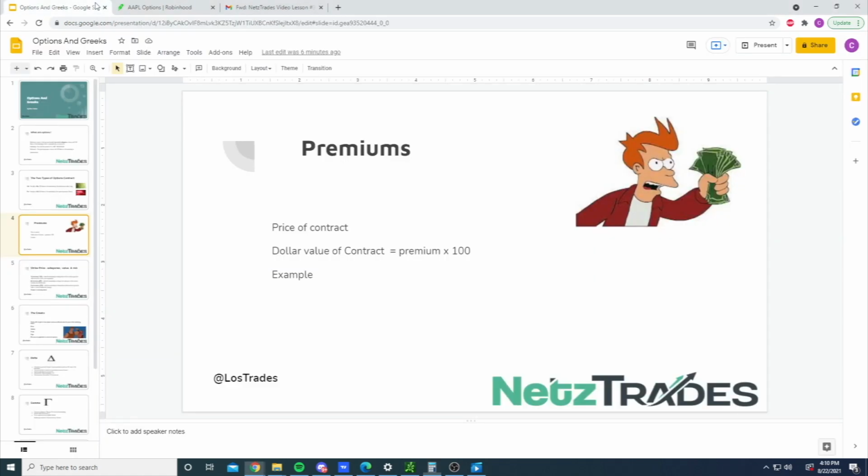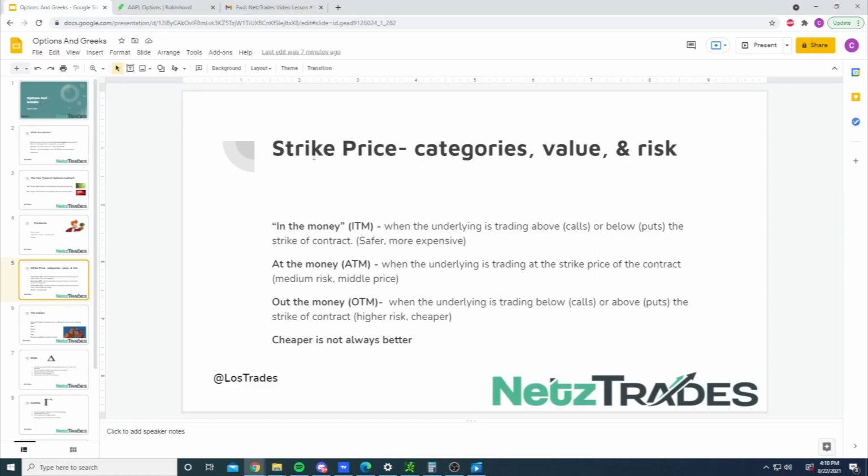Next, we have the strike price. The strike price is the agreed upon price, as mentioned before, that the options contract you're going to buy or sell the 100 shares for. There are three different categories of strike prices, and I'm going to go over the categories and the value and risk associated with them.